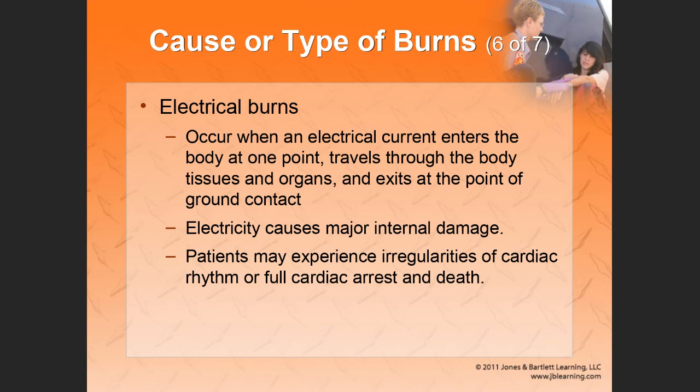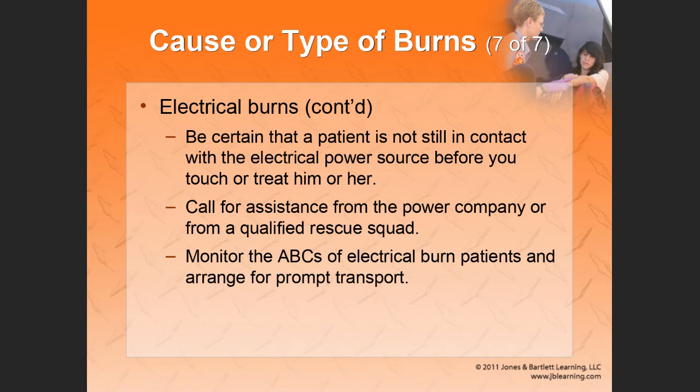Electricity causes major internal damage. So everything that it passes through within the body, it's going to burn it up. Patients may experience irregularities of cardiac rhythm or full cardiac arrest and death. And electrocution, depending on the type of current, can cause muscle contraction and fractures. Be certain that a patient is not still in contact with the electrical power source before you touch or treat him or her. Call for assistance from the power company or from a qualified rescue squad. Monitor the ABCs of electrical burn patients and arrange for prompt transport.